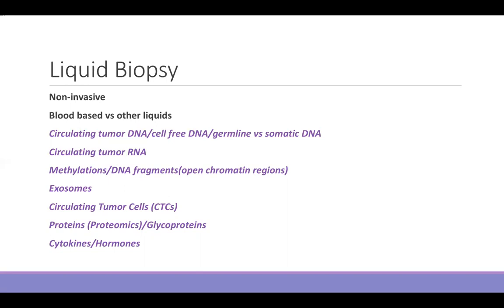Exosomes, circulating tumor cells, proteins. The pattern of protein distribution, we call it proteomics. Or there's phosphoproteins, glycoproteins, so you can measure those. And of course, cytokines, hormones, and many other circulating molecules can be measured in liquid biopsy.